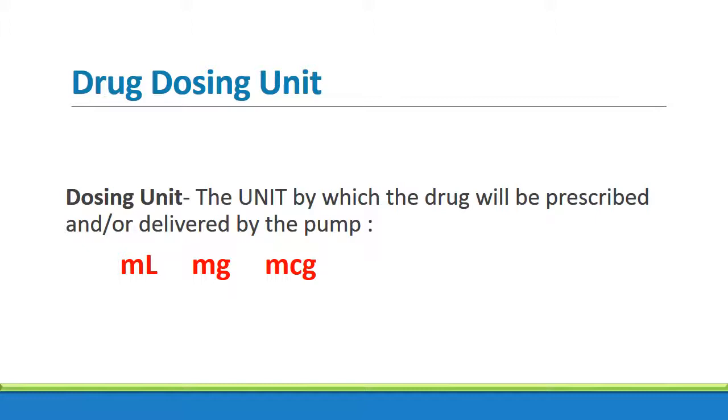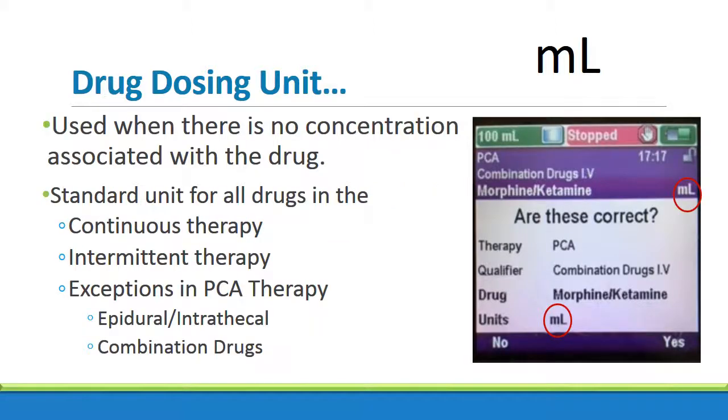There is a significant difference between these values, and it is imperative that clinicians are aware of the proper unit of measure for each drug. So let's break it down and start by looking closer at milliliters. All drugs with no associated concentration will display in milliliters, and this is a standard unit of measure for all drugs and fluids in the continuous and intermittent therapies, as well as the exceptions in the PCA therapy, which we will still discuss in more detail later in this presentation.